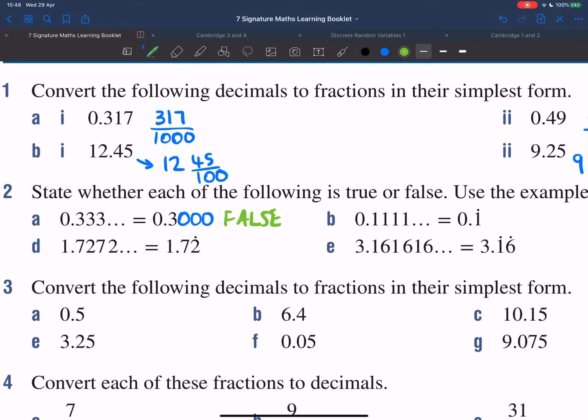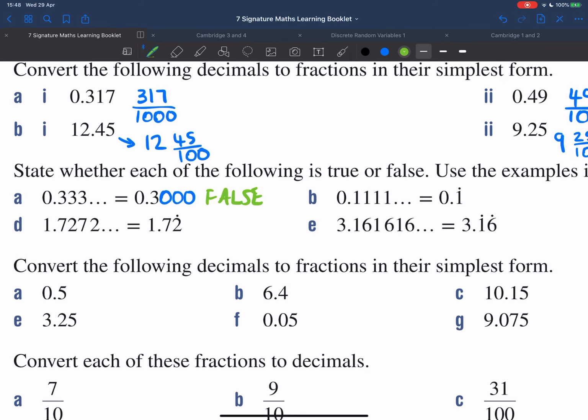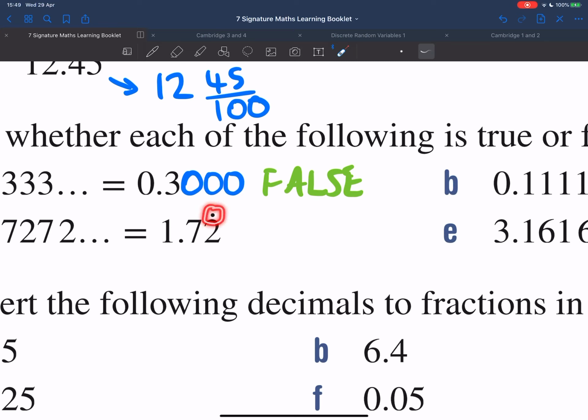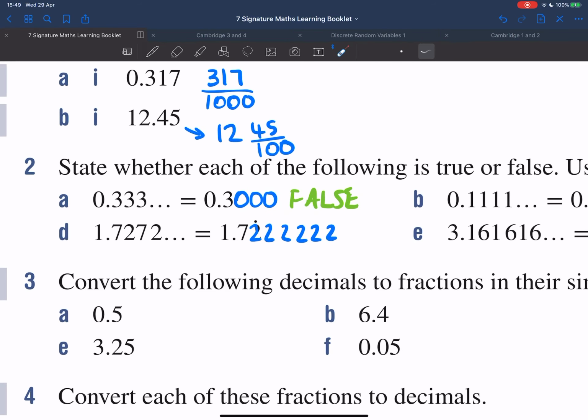I'm not going to give all these questions away. I'm going to do D, right below it. Let's have a look at this one. 1.7272, is that the same as 1.72? Oh, what's this dot here? This dot means recurring. It means that the 2 here actually repeats forever. And is that the same then as this number here, 1.727272? No, it's not going to be the same, isn't it? So that's false.